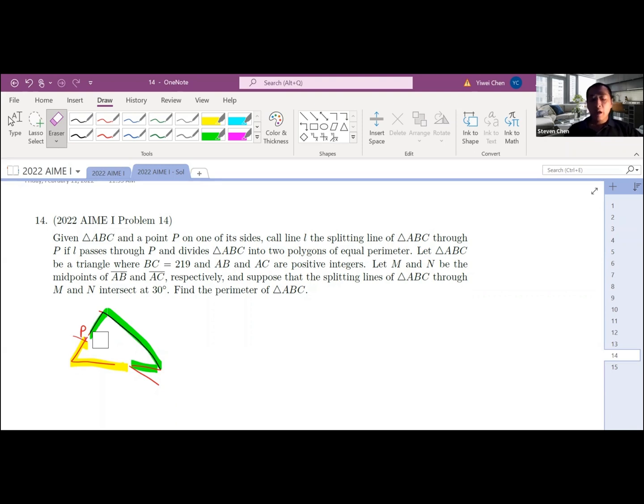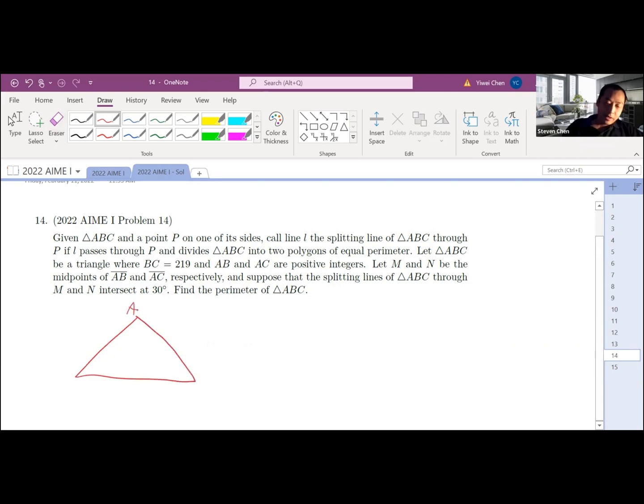Okay? And then this problem says that we are particularly interested in the following two splitting lines. One passes through the midpoint of one side called AB, and the other one passes through the midpoint of the other side called AC. So now let's try to have a deeper understanding of how this splitting line looks when it passes through the midpoint of one side of the triangle.